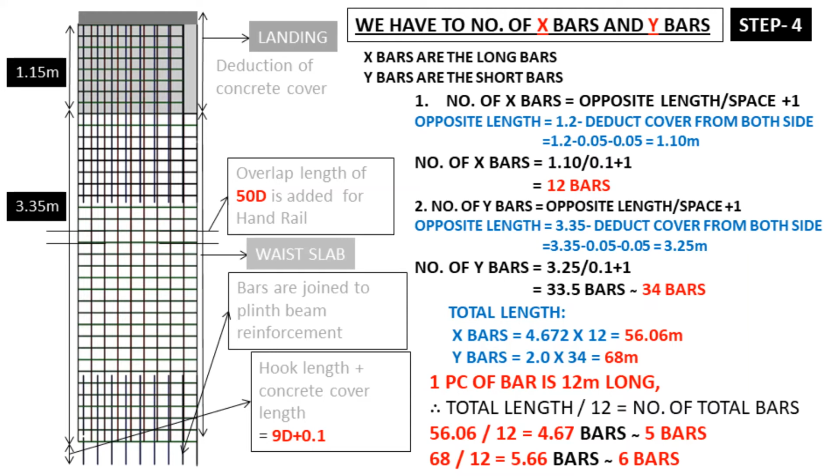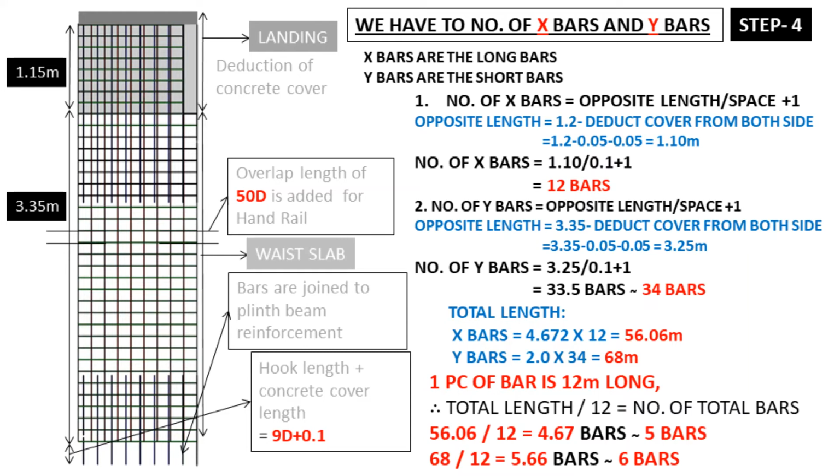After that, number of Y bars. The same formula we have to use, but the opposite length will be 3.35 minus deduct cover from both sides. So we will get 3.25. Putting this value in the formula, we will get 34 bars.